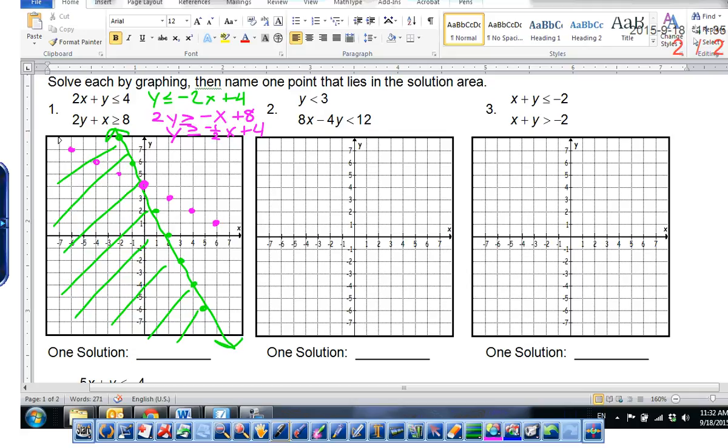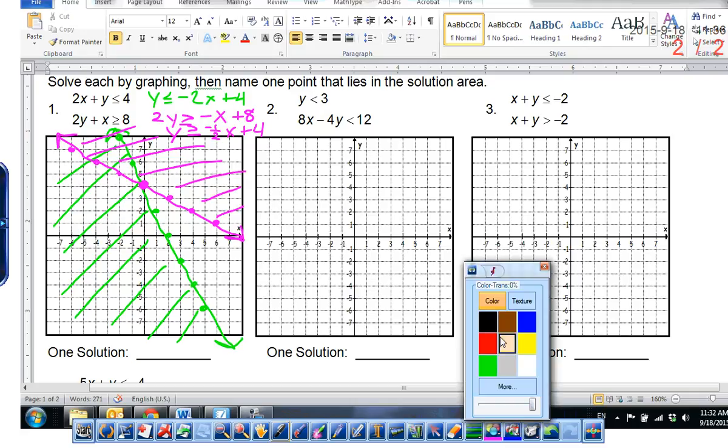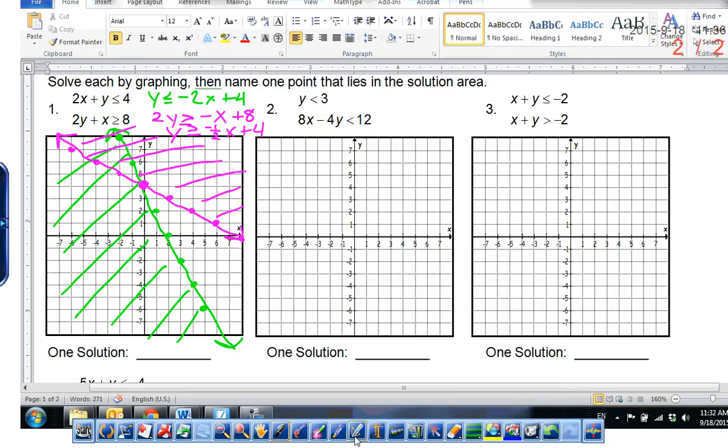Solid or dotted? All right, and which way would I shade? Above. Okay, so remember, the solution for a system of inequalities is not a given point. It's a whole region, right? So where is the solution region? Yeah, where the shading overlaps.